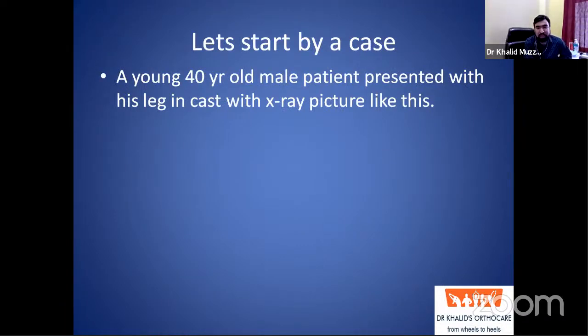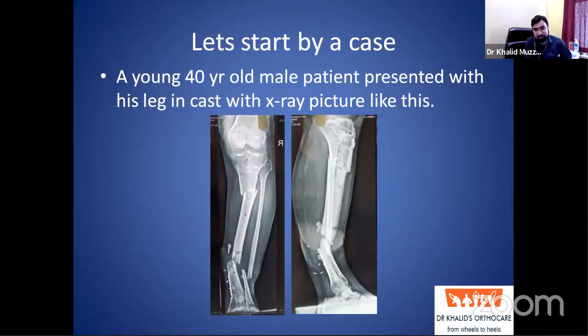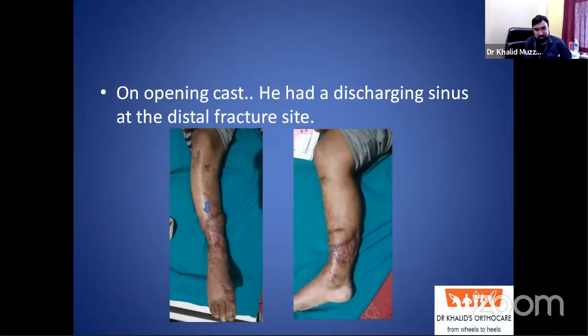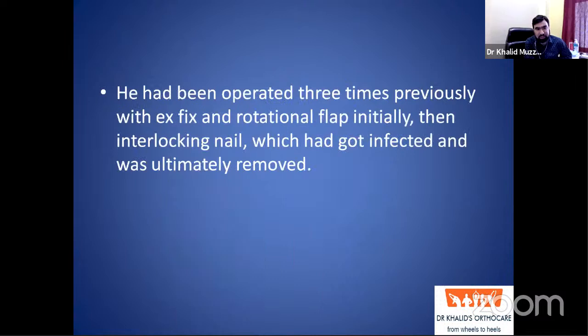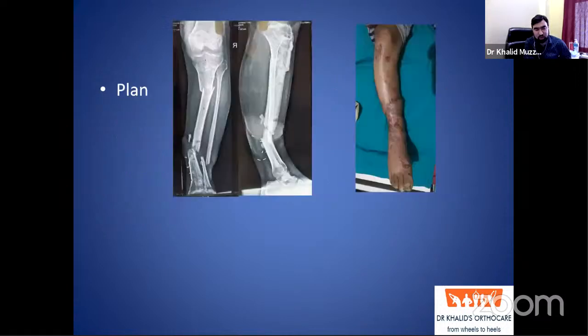A young 40-year-old male patient presented with his leg in a cast, with an X-ray picture like this. On opening the cast, he had a discharging sinus at the distal fracture site. He had been operated on 3 times previously, with an X-fix and a rotational flap initially, then an interlocking nail, which had got infected and was ultimately removed. Probably the nail had also pierced the distal tibia plafond. So what do you plan for this patient?